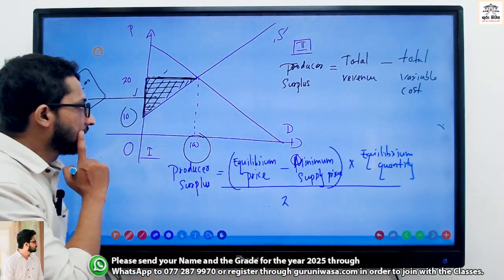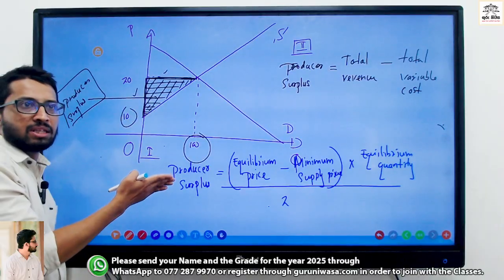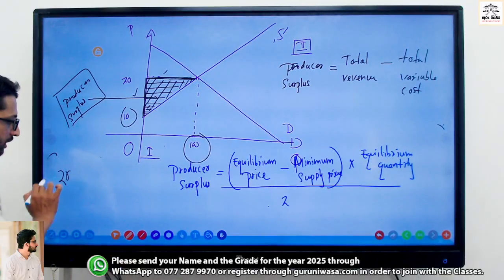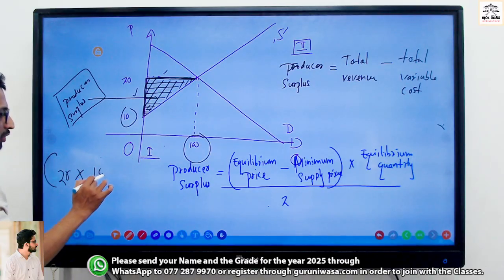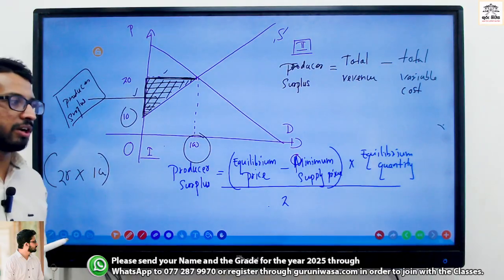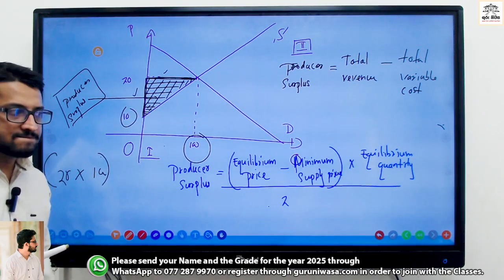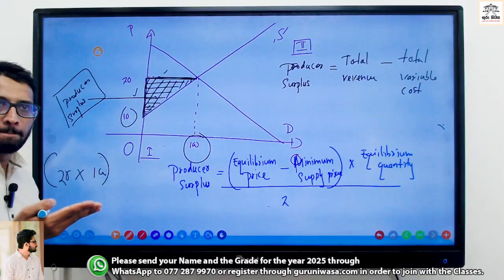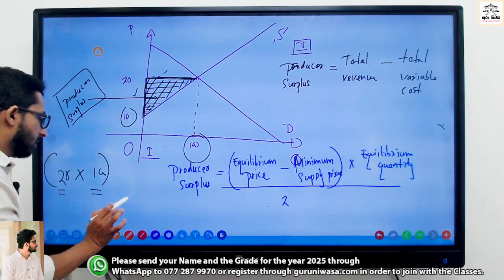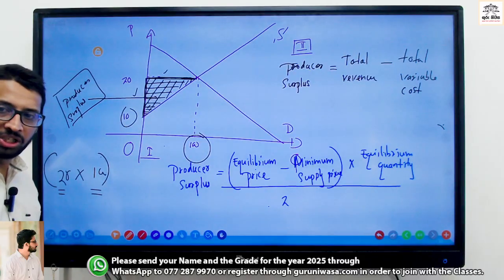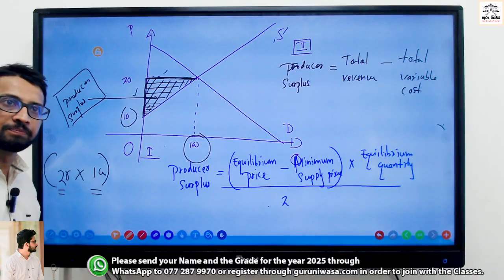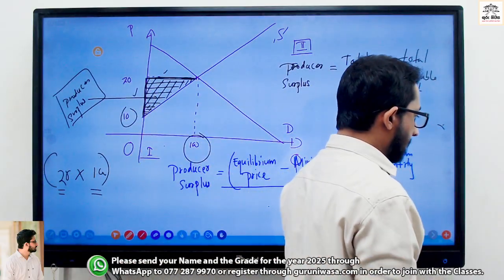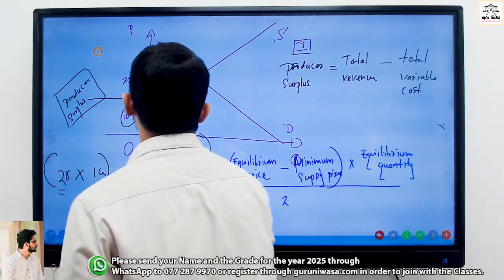Here, look at the board. How to calculate total revenue in this example? How much is the selling price? 20, into how many units are being sold? 100. 20 into 100. Which area shows the total revenue? Can you shade the area of total revenue? Total revenue means total income. The selling price 20, quantity 100. Which area shows the total revenue? Rectangle. Yes, it's a rectangle. Very good.